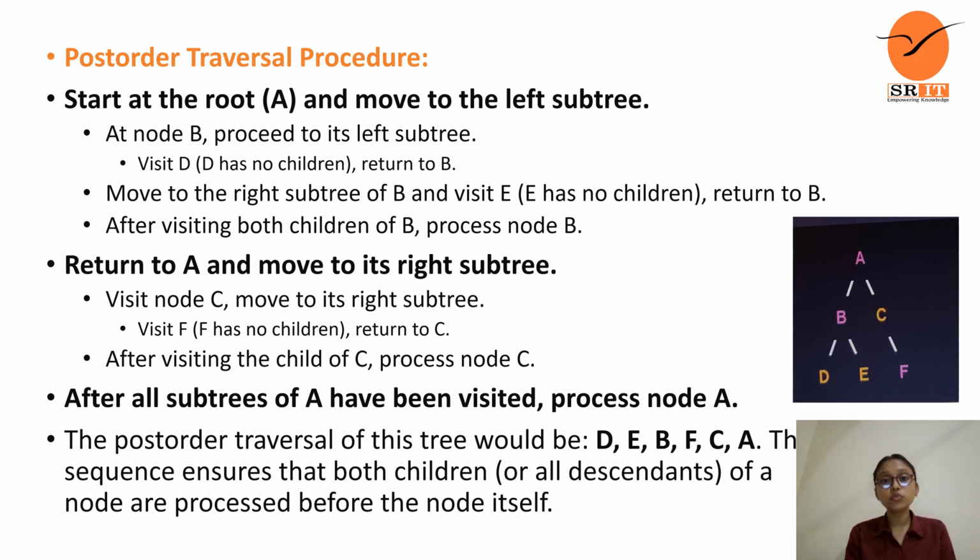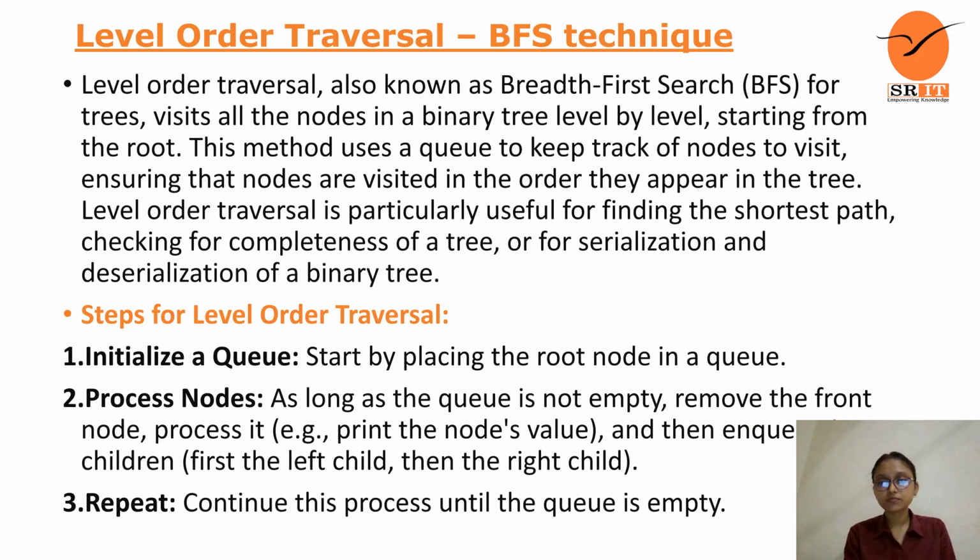Then we return to A and move to its right subtree. So visit node C, move to its right subtree. We visit F, it has no children, so we return to C. Then after visiting the child of C, we process node C. And after all the subtrees of A have been visited, we finally process node A as well. So the post-order traversal of this tree would be D, E, B, F, C, A. So this sequence ensures that both the children or all the descendants of a node are processed before the node itself. Now let's understand a BFS technique as well, which is nothing but the level order traversal.